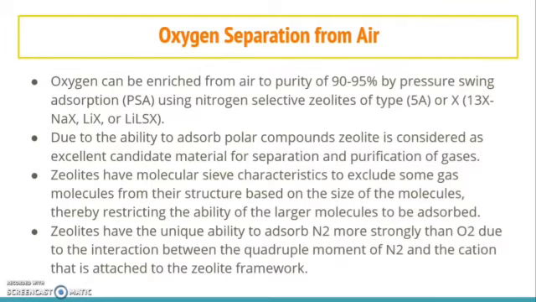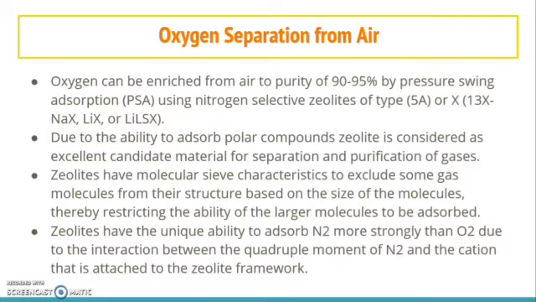Due to the ability to adsorb polar compounds, zeolite is considered an excellent candidate material for separation and purification of gases. Zeolites have molecular sieve characteristics to exclude some gas molecules from their structure based on the size of the molecules, thereby restricting the ability of larger molecules to be adsorbed. Basically, the size of the pore of the zeolite can be adjusted based on the molecules that we want to separate. The smaller molecule can pass through the pores easily, leaving behind the larger molecule. This larger molecule will be adsorbed into the framework, and much larger molecules cannot pass through the pore.